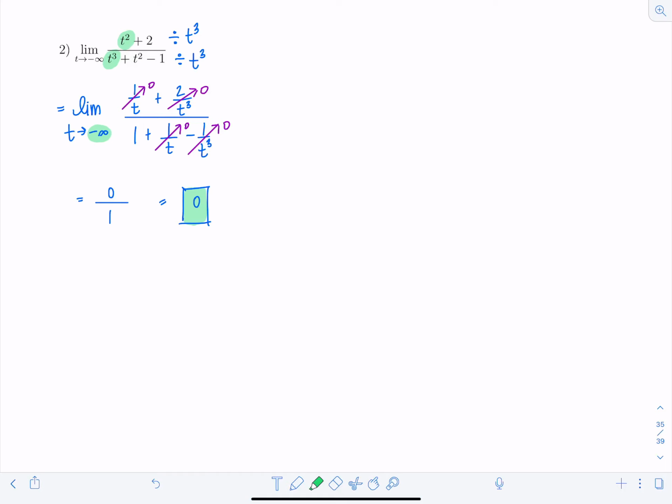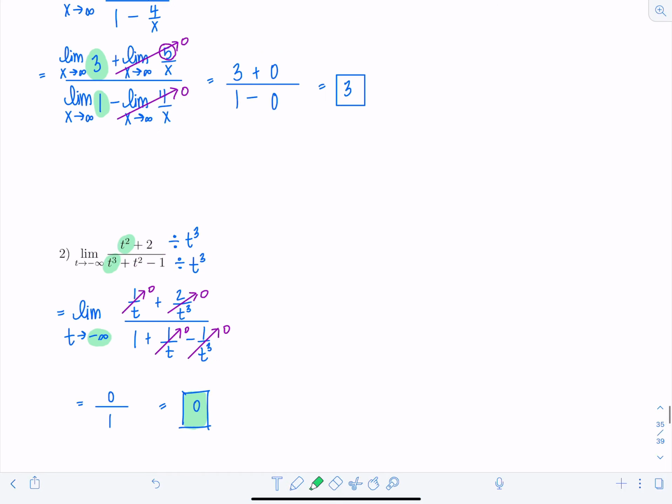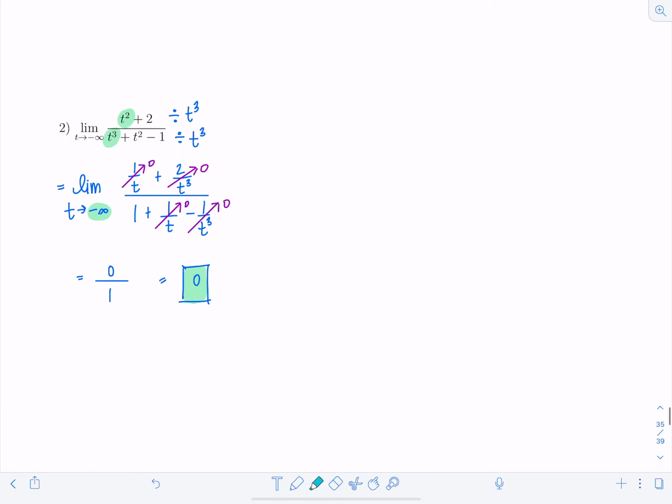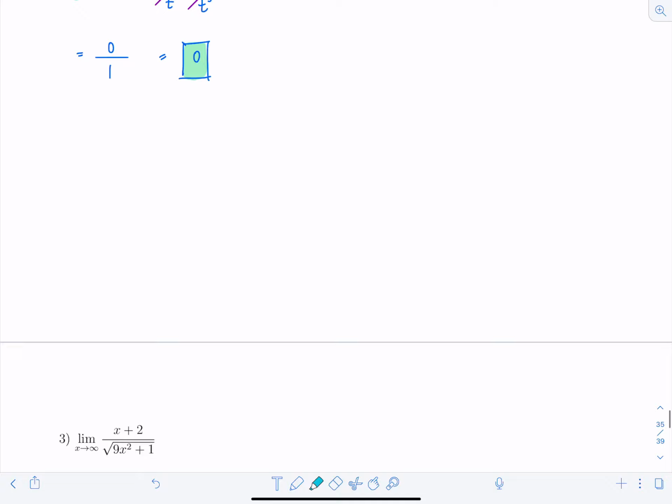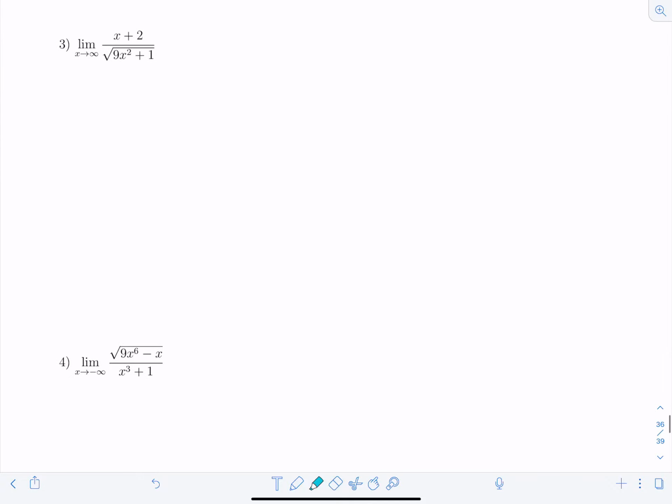Good, good. The only difference to notice here with my work compared to the last one is I didn't write lim in front of each term. You don't have to do that, okay? But you do need to show dividing out by the highest power of the variable in the denominator. You need to show all of those limits that go to 0 and then your result, and make sure you write lim as long as you still have variables in that limit. Okay? Very good.